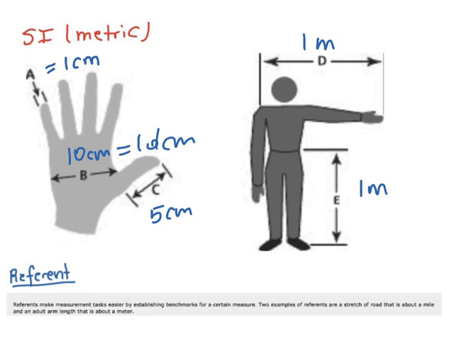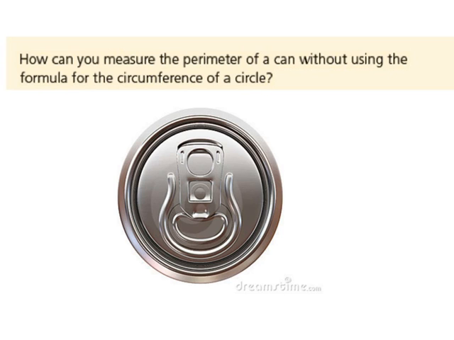Let's take a look at an example where we could use these referents to estimate the lengths of objects. How can you measure the perimeter of a can without using the formula for the circumference of a circle? Now, the formula for circumference of a circle is C equals 2 pi r. If we know the radius, which is from the center to the outermost, we just plug it into the formula and can find the circumference of any circular object. So we can't use that formula. We have to use, of course, the referent.